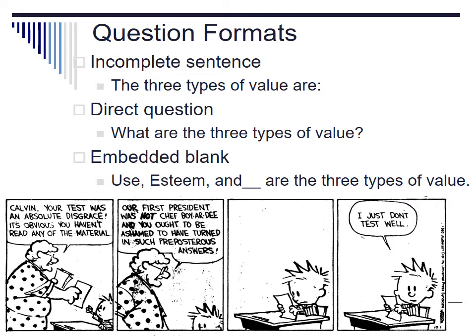So there's 3 kinds of question formats, and we're going to talk about different ways. One of them is simply an incomplete sentence. So for example, the 3 types of value are, and then the answer stems. The answers to the stem are those possible answers. A direct question: what are the 3 types of value? Or an embedded blank: use, esteem, and blank are the 3 types of value.